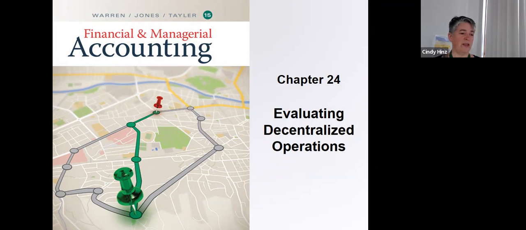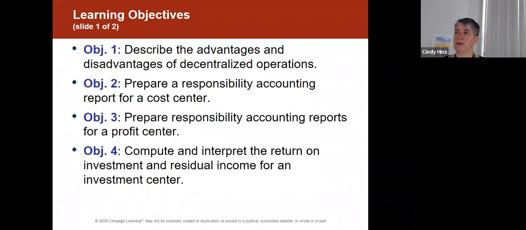Chapter 24 is on evaluating decentralized operations, and some of what we'll see in these learning objectives, starting on the next page here, and they're going on to the next page as well. So some of these will sound a little bit familiar to you. I know I have mentioned responsibility accounting specifically in one of the recent chapters, and I had suggested that we would be coming back to that concept of responsibility accounting, which is really the idea of holding managers responsible and evaluating their performance based only on those costs that come under and revenues that come under their direct control.